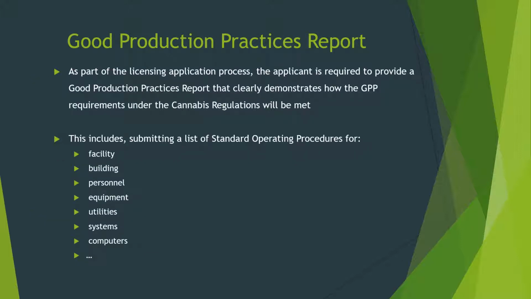Good production practices report. As part of the licensing application process, the applicant is required to provide a good production practices report that clearly demonstrates how the GPP, or the good production practices requirements under the Cannabis Regulations, will be met. This report includes submitting a list of standard operating procedures for facility, building, personnel, equipment, utilities, system, computers, and more.